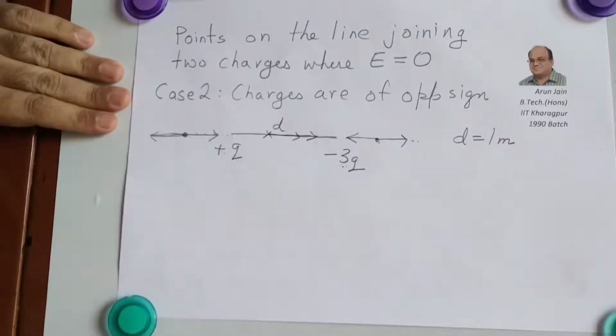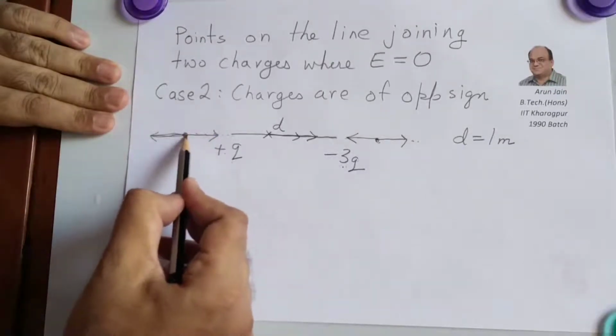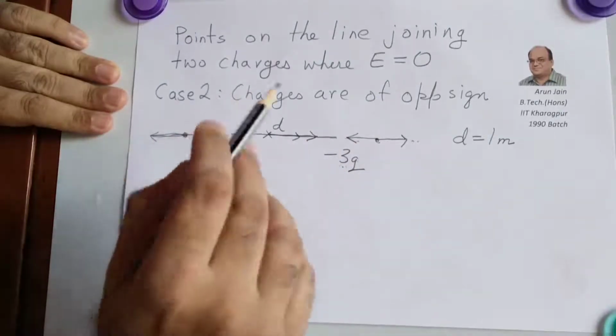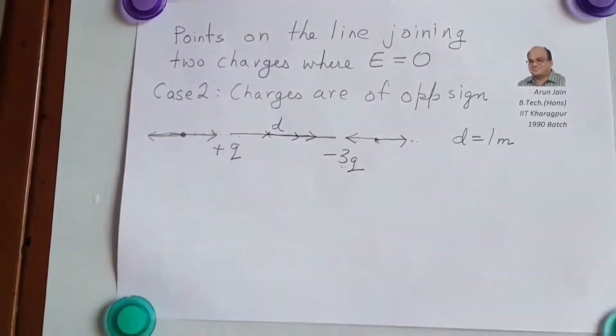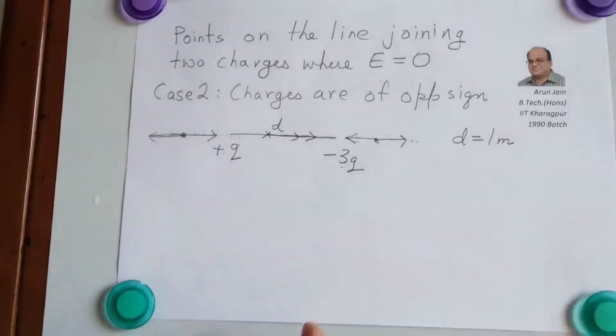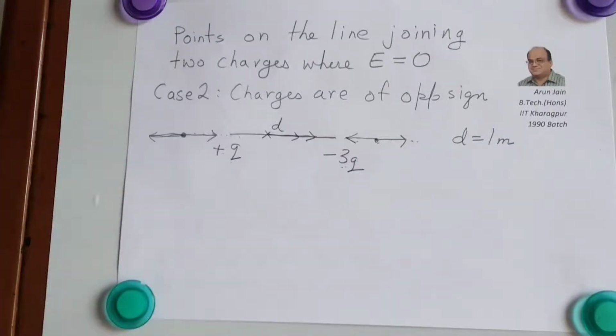So therefore there will be a point here closer to the smaller charge, not in between the charges, where electric field is equal to 0. So when charges are of opposite sign, there is a point not in between the charges, but closer to the smaller charge where electric field is equal to 0. Okay, and looking at points on the line joining the two charges.